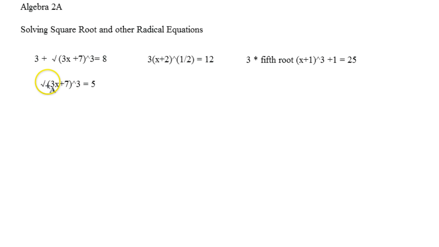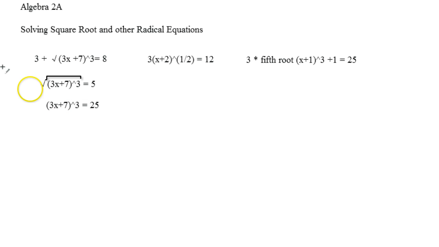Alright, now, if you notice, this is not a complete square root, but it looks like this, okay? You always have to do the outermost function first. And so what we're going to do is square both sides. Okay, and what that leaves us with is (3x plus 7) to the third power equals 25.